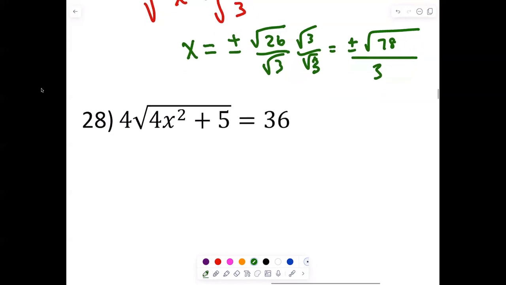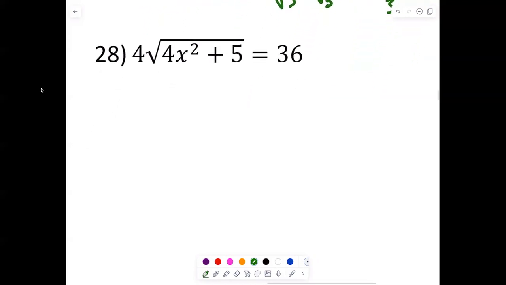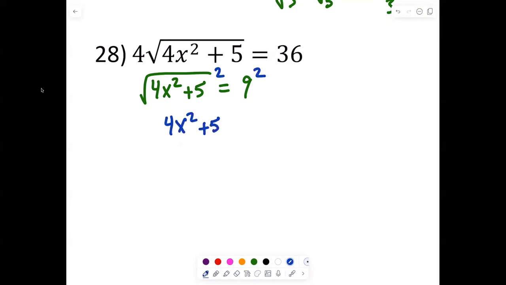All right, let's check out number 28. What do I have to do to both sides for number 28? Divide by 4. Good job. The square root of 4x squared plus 5 equals what? 36 divided by 4 today is what? 9. Now what do I do to both sides? Square both sides. What's 9 squared? Now what? 4x squared equals.